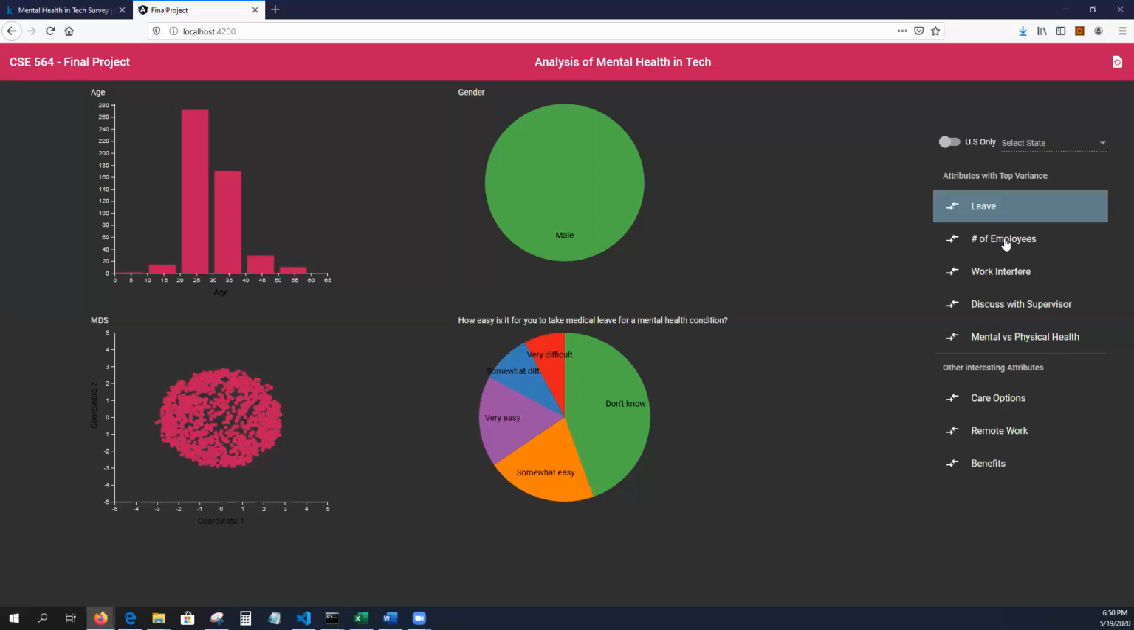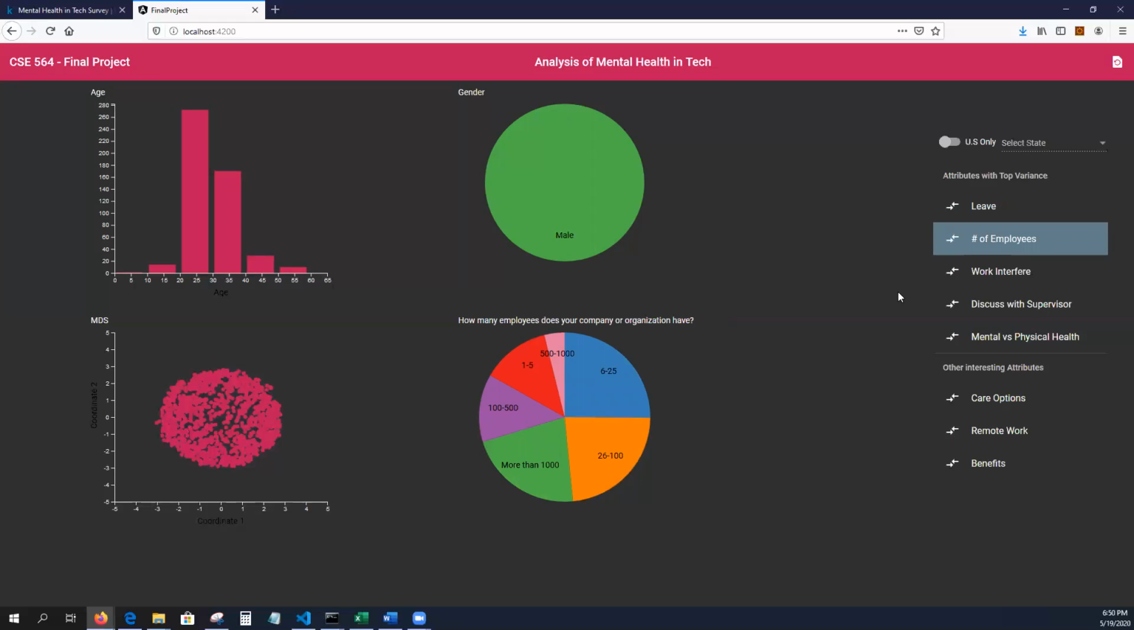Since we have filtered entirely on male data, we can try and analyze other attributes like the number of employees. If the organization that the person is working in has about 6 to 25 employees, these are the kind of people who have had it, versus 26 to 100, and slowly you see the variations.